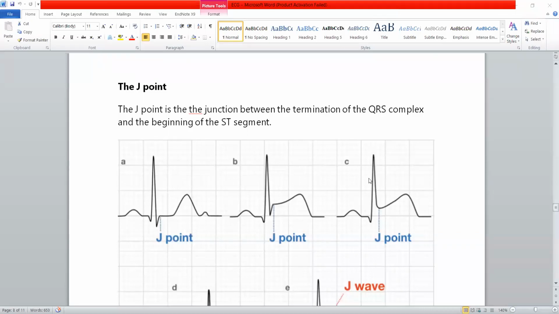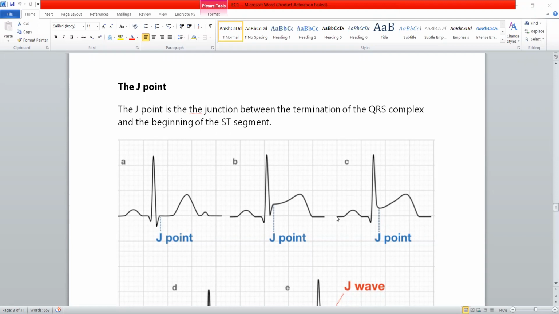So everyone is clear about the J point and TP segment. You can see from the TP segment, this is our TP segment, this is our reference line, and if we draw this further, then you can see that J point and ST segment is elevated.